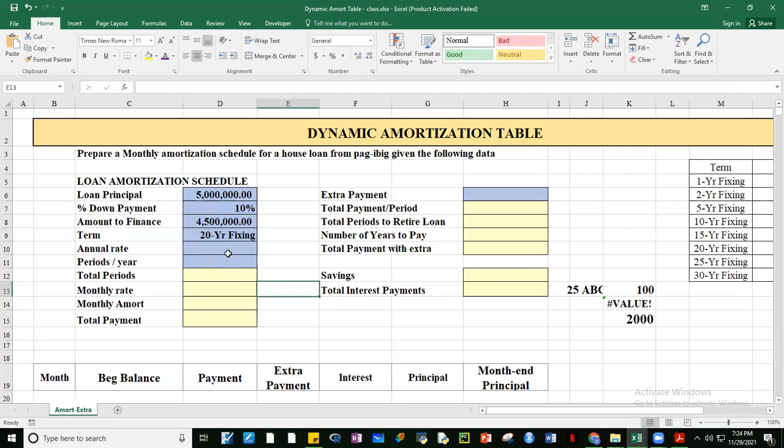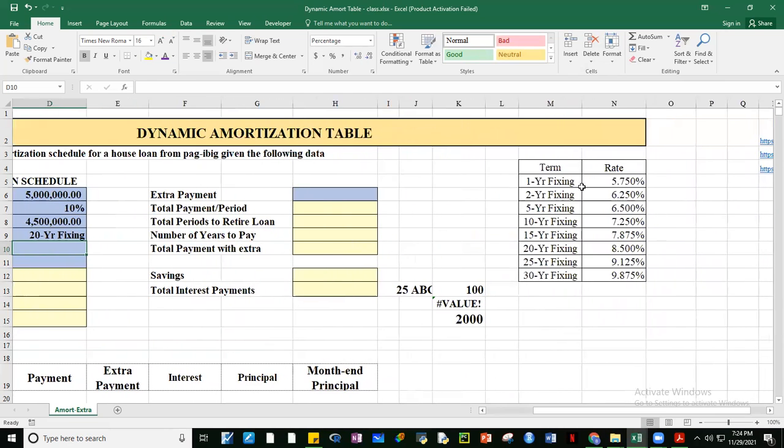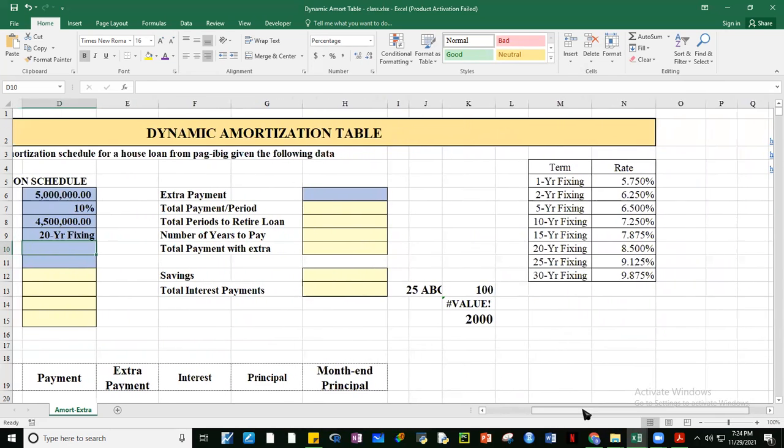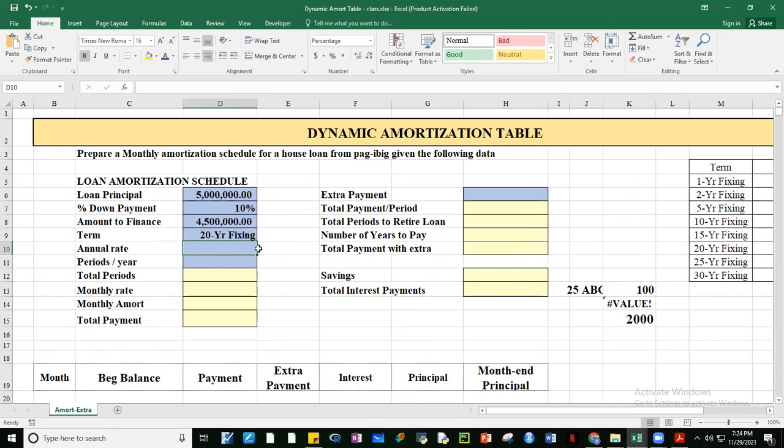All right, so let's go here. We're a bit short on time. Let's do this. For 20-year fixing, what is its annual rate? The annual rate is 8.5%. So let's bring it back to 15%. Let's use 15%. So, how do we get the value?